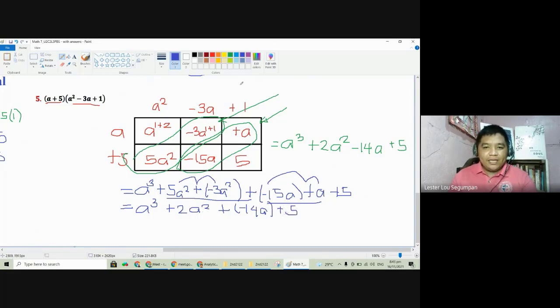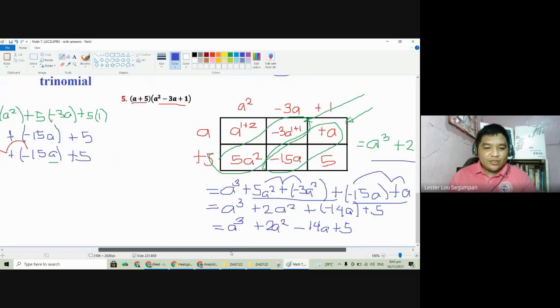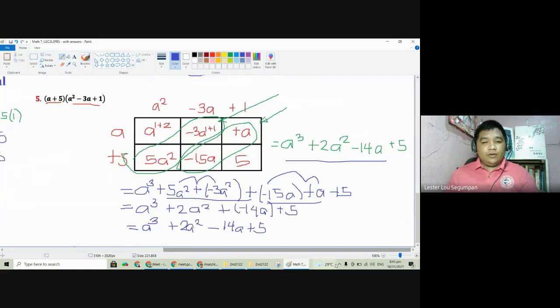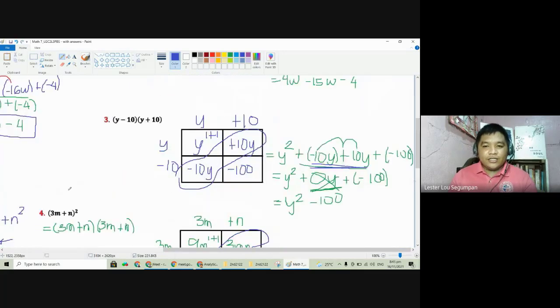Remove this grouping symbol here. Your final answer should be a cubed plus 2a squared, or removing the grouping symbol, minus 14a plus 5. Same result as this, and more importantly, same result as this method in the previous video. So the content again for this video is another method, also known as the area model or the lattice multiplication. So see, the results are just the same.